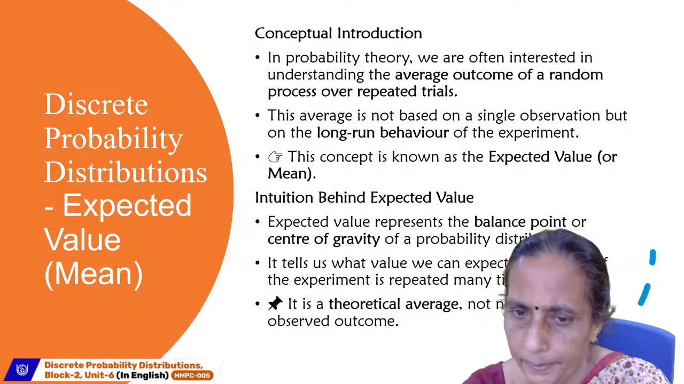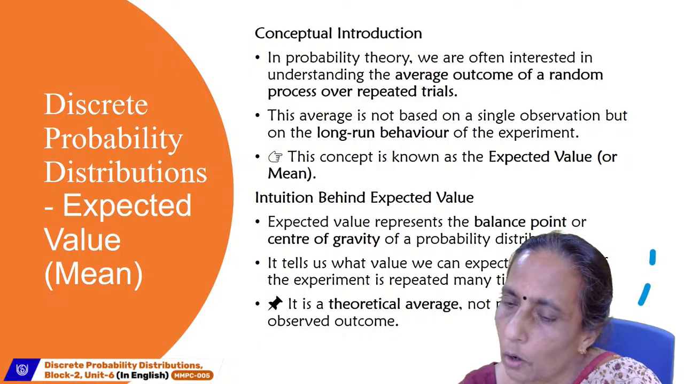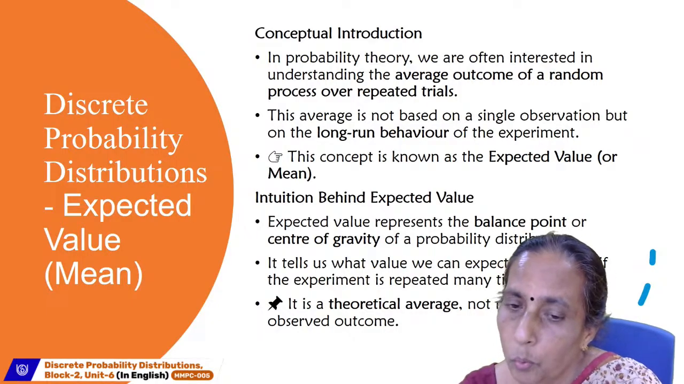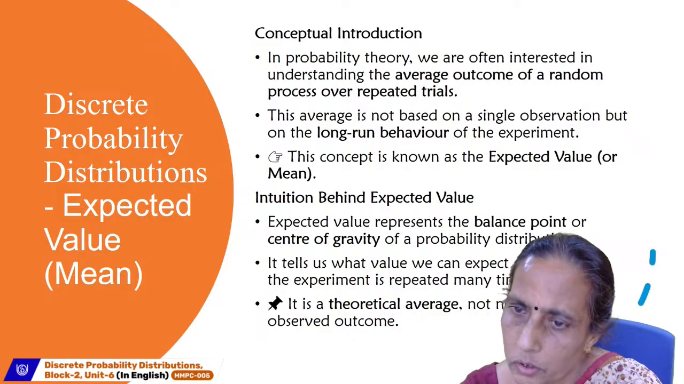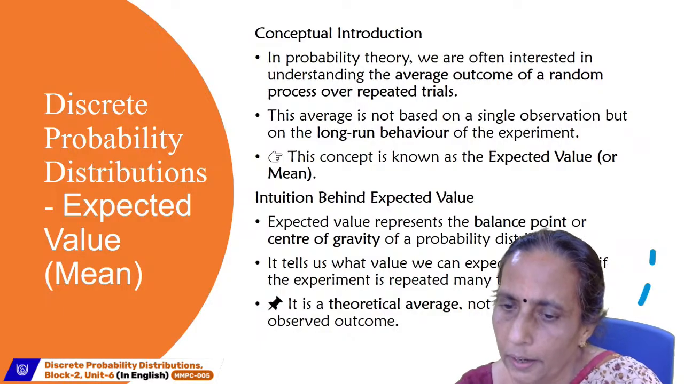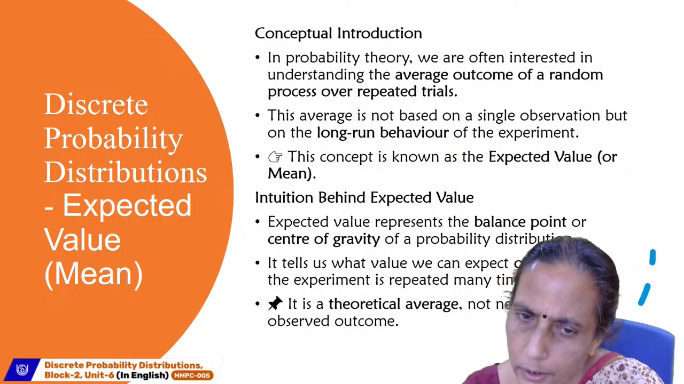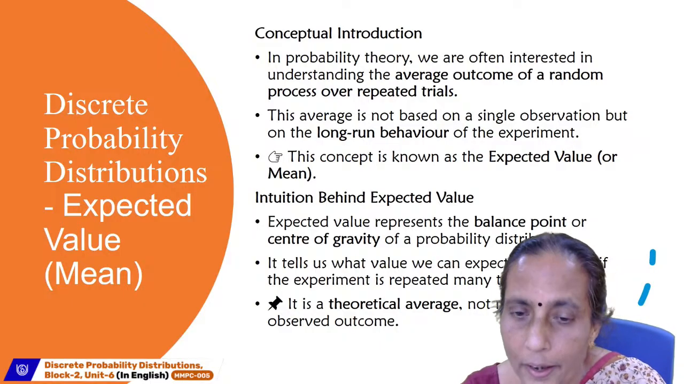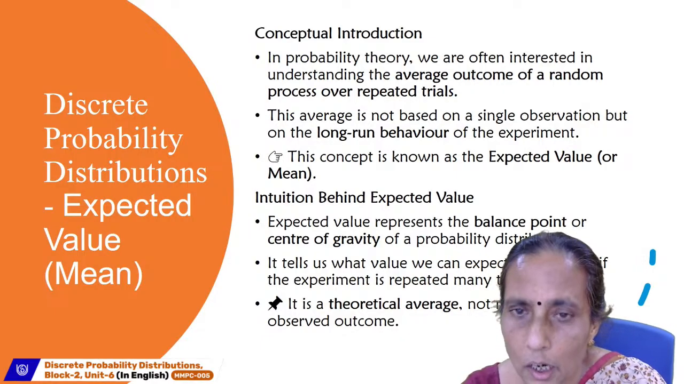The intuition is that this represents the balance point or center of gravity of a probability distribution. It tells us what value we can expect on average if the experiment is repeated many times. It is a theoretical average, not necessarily an observed outcome. So this needs to be calculated. This is one of the characteristics of any probability distribution, be it discrete or continuous.